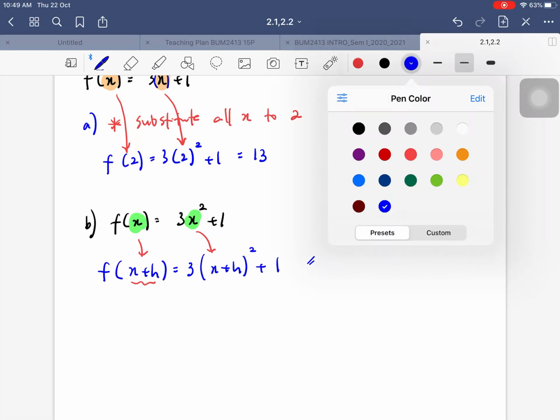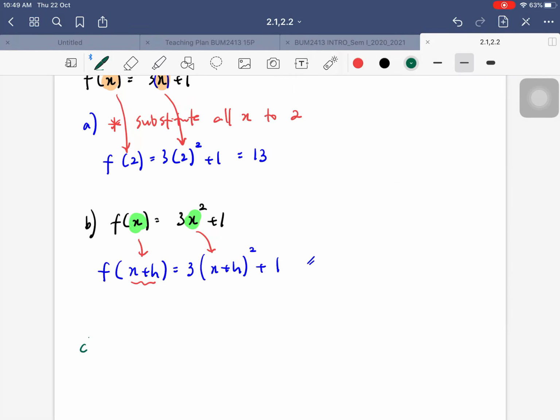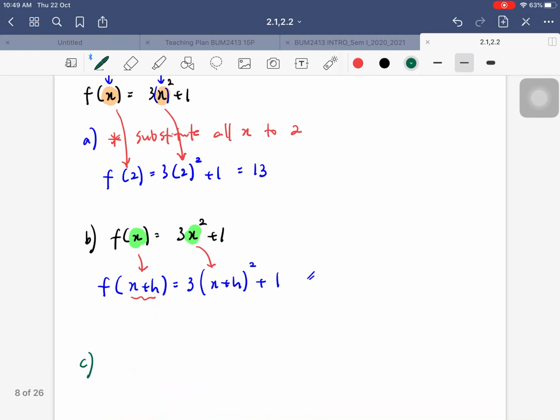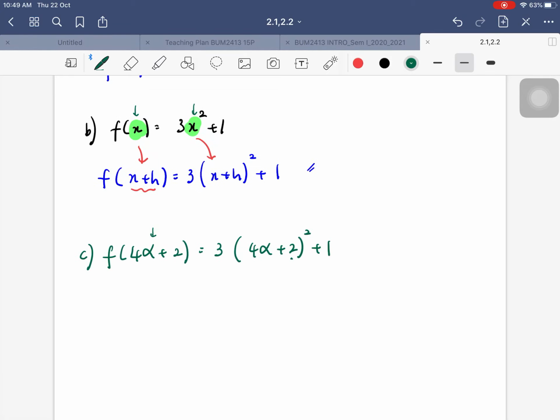Okay, next, c. What's my question for c? For c, I have f of 4 alpha plus 2. So it's still going to be the same idea. Whenever I come across x, now it's going to be changed to 4 alpha plus 2. So therefore my function is going to be 3, now it's going to be 4 alpha plus 2 squared plus 1. I can actually simplify, because this is going to be constant.